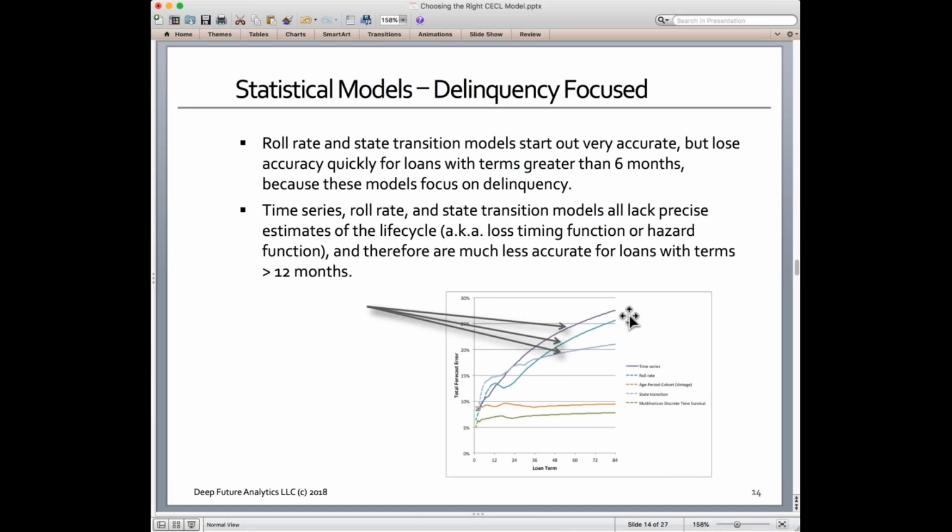But the challenge with roll rate and state transition is that they focus very specifically on delinquency. And delinquency is the most important thing to put in your model for the next 6 months.